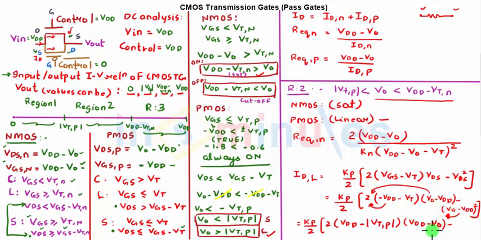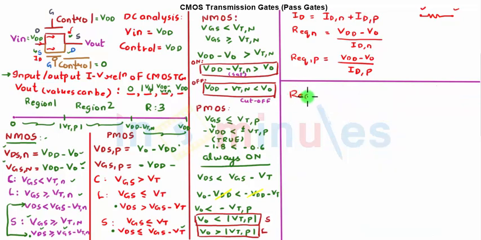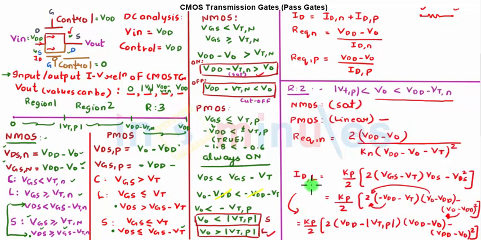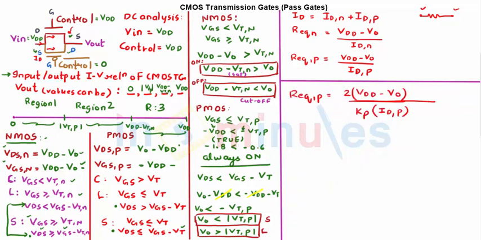Same is the case here. Fair enough. So let's write R equivalent P finally as: R equivalent P is equal to VDD minus V out upon Kp by 2. The 2 will go up into ID of P, which I have found out here. This is ID of P, correct? So this is what we'll substitute there. This is not Kp into IDP, it's IDP. So IDP is now what I'm going to substitute.